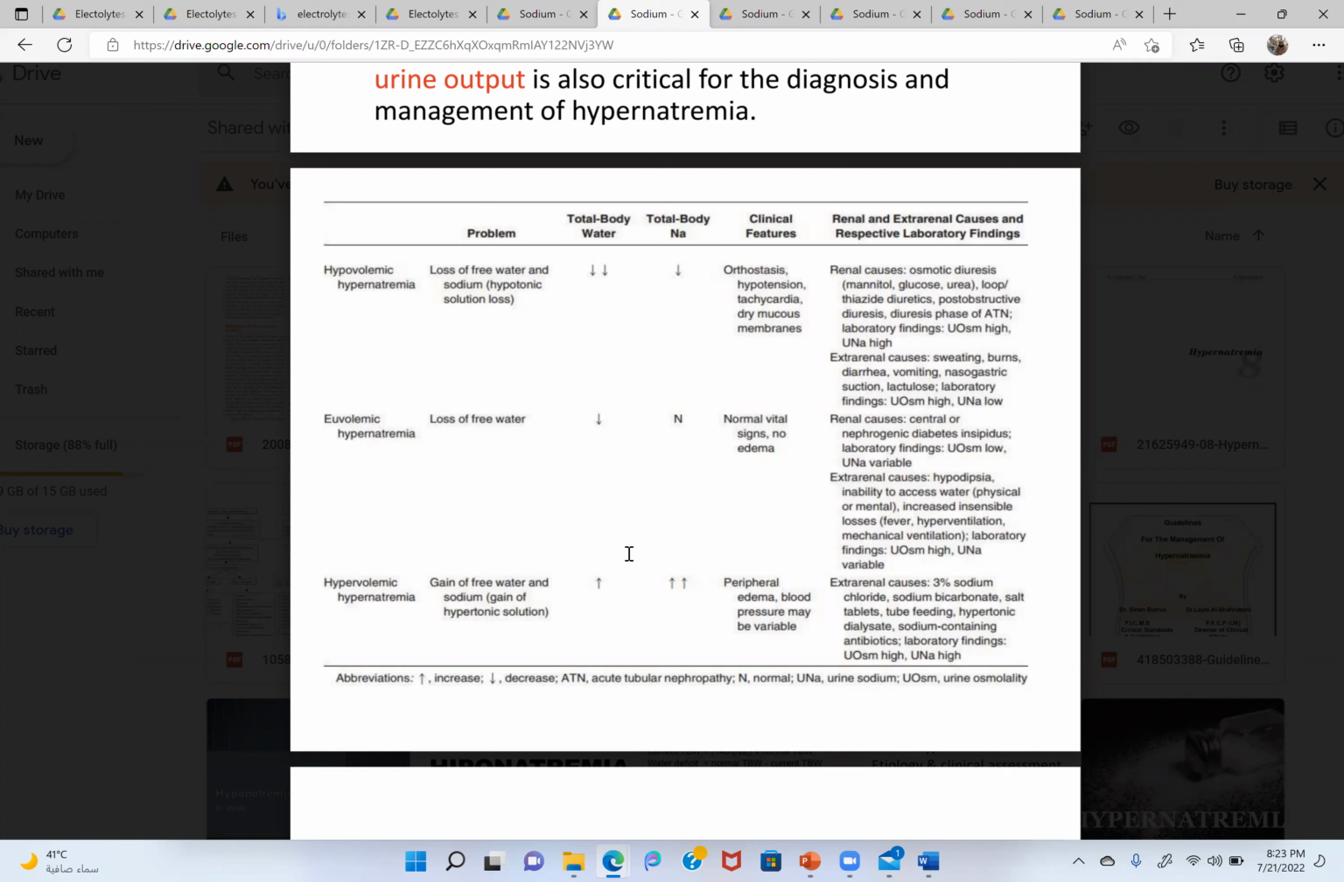So there will be hypotension, tachycardia, dry mucous membrane, and as we discussed, there are renal causes because of osmotic diuresis or diuretics, and extra renal causes like sweating and burns. This is just a repetition of what I told: urinary osmolarity will be high, and urinary sodium will be low.